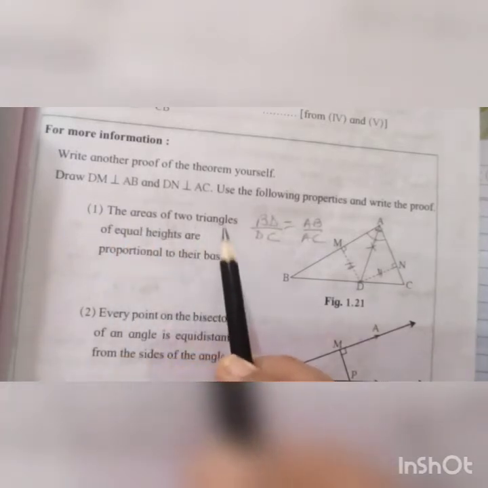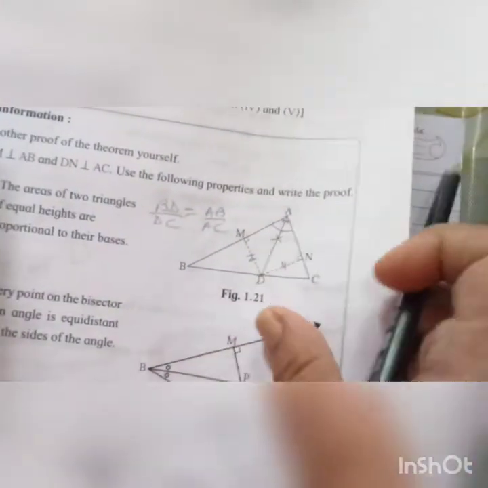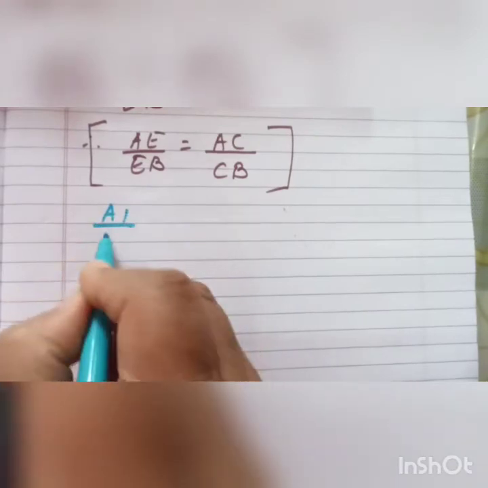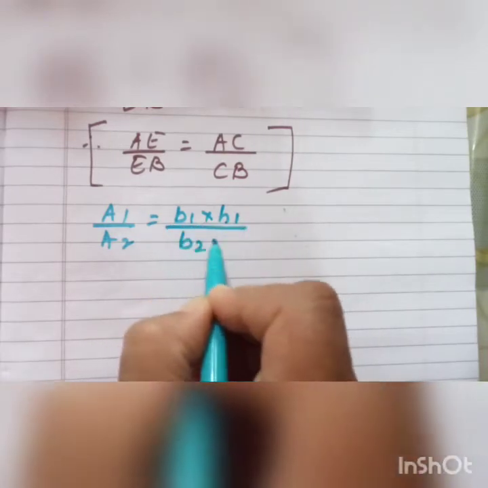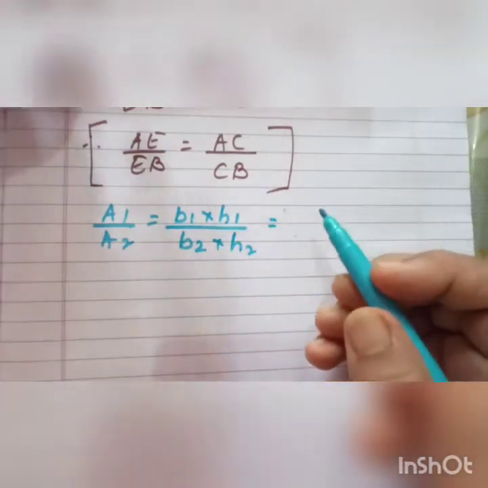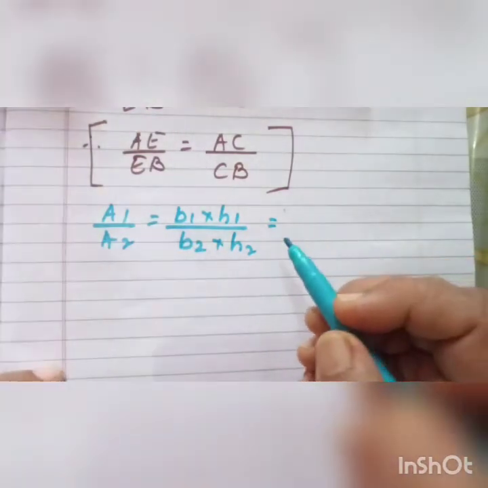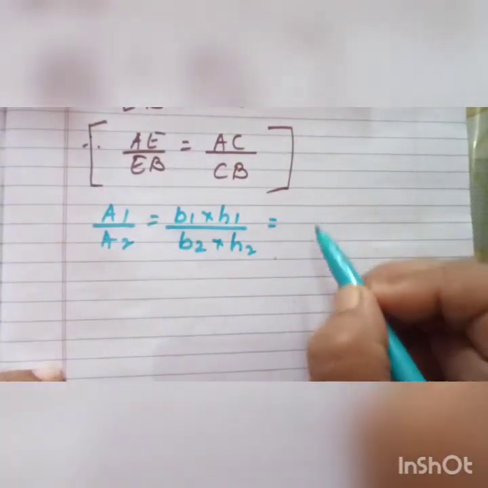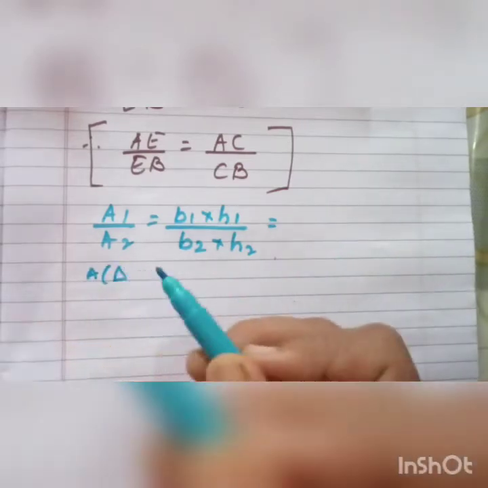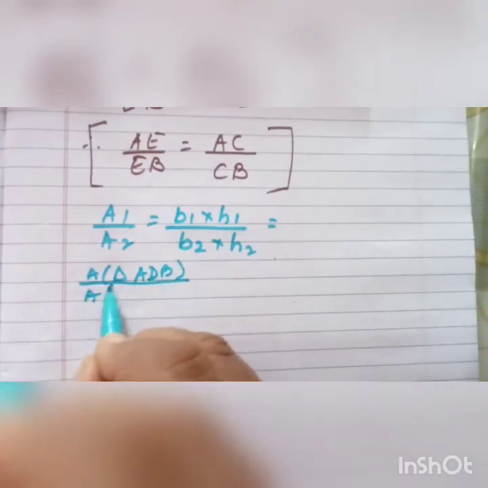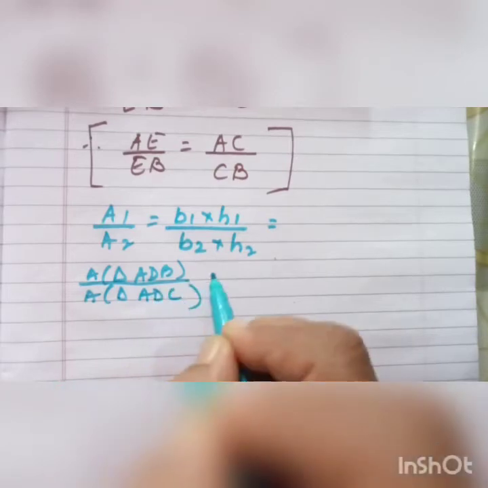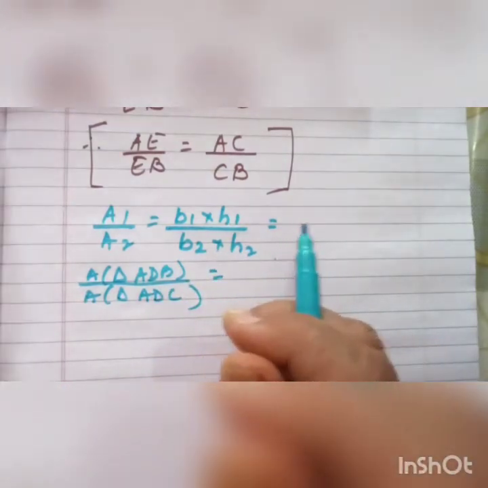Area of two triangles. What is the property of area of triangle? A1 upon A2 is equal to base and height of one upon base and height of the other. In this case, they are saying that both the two triangles have equal height. Here, which are the two triangles? Area of triangle ADB upon area of triangle ADC will be base into height and base into height.